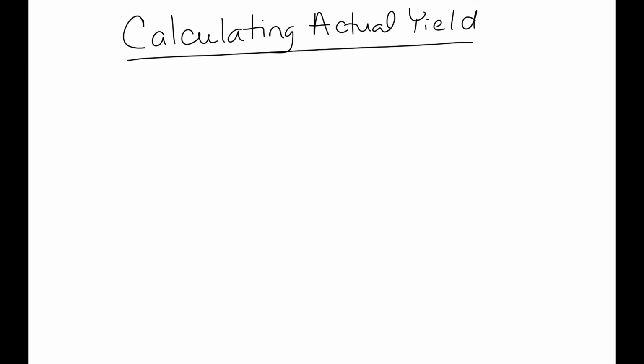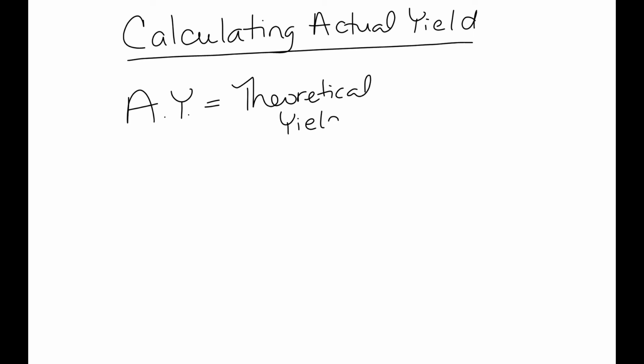Okay, then there are times when you need to calculate actual yield. This is if you have to calculate the theoretical yield, but then you're just given the percent yield. You're not given the actual yield. So actual yield is the theoretical yield times the percent yield divided by 100. Now, if you'll recall, percent yield divided by 100 is basically the decimal equivalent. So 75% is 0.75. Okay, I think you can handle that.